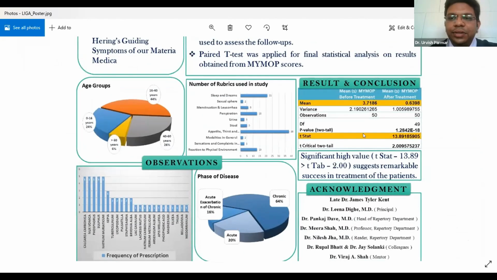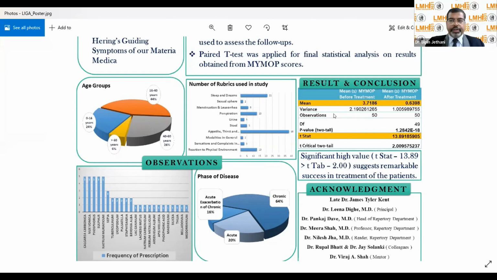we can see the difference between the t tabulated and the t statistic. There is a huge difference between these two, because the tabulated was 2.00 while the t statistic was 13. So this gap itself suggests that this idea of using physical generals in the cases is very significant. So thank you all from my side. Now, if you have any questions about this.